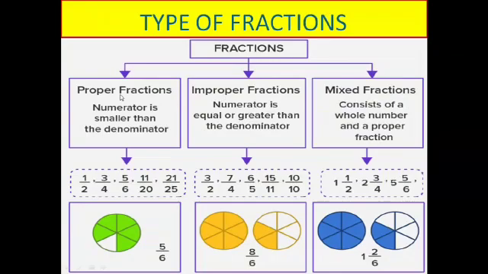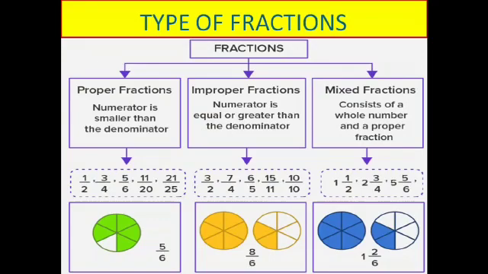A proper fraction is a fraction where the numerator is smaller than the denominator. For example, 1 by 2, 3 by 4, 5 by 6, 11 by 20, 21 by 25. So all these fractions are less than 1. They are part of one single piece.